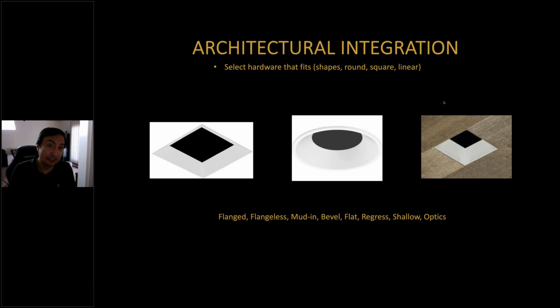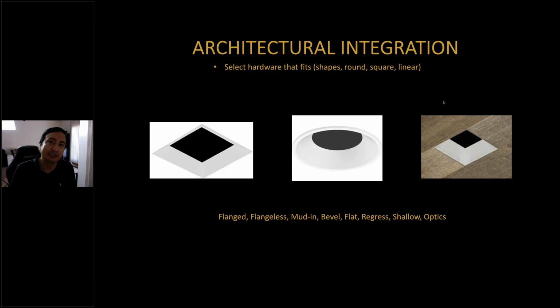Then, of course, you have to select the hardware that fits, right? Are we going to go with round? Are we going to go with square? Is it flanged or flangeless? Or some people don't use the term flangeless, they use the term trimless, which usually refers to a butt-in fixture. It's a cleaner look. It draws less attention to the luminaire. Is it going to be beveled or flat? Is it going to regress?